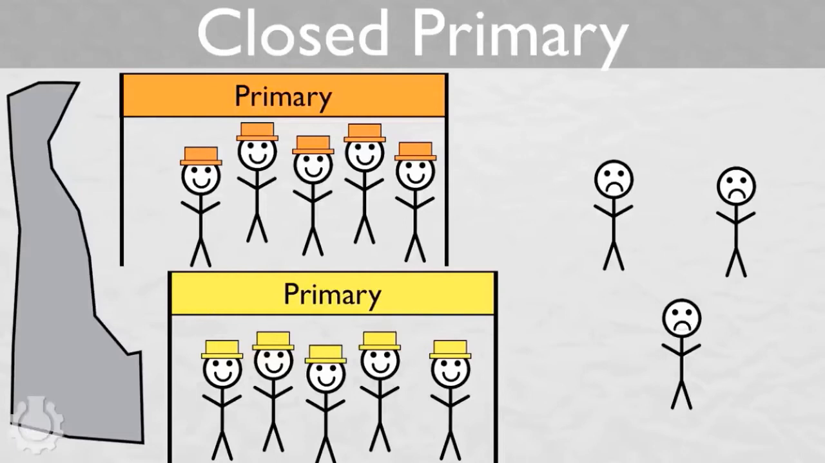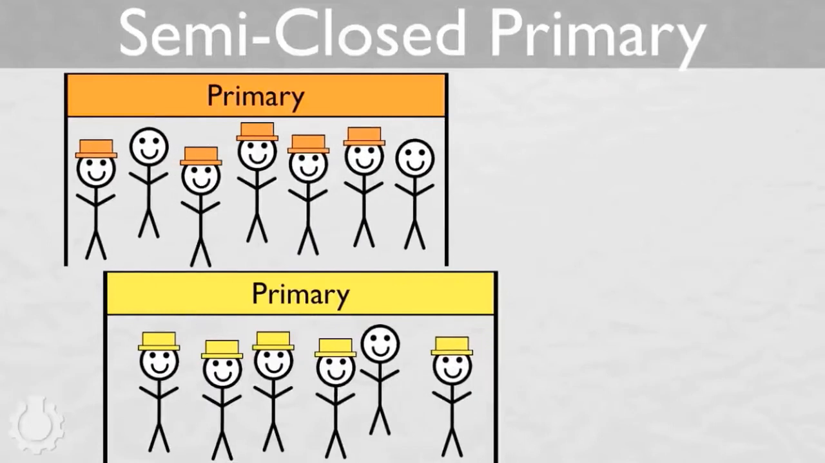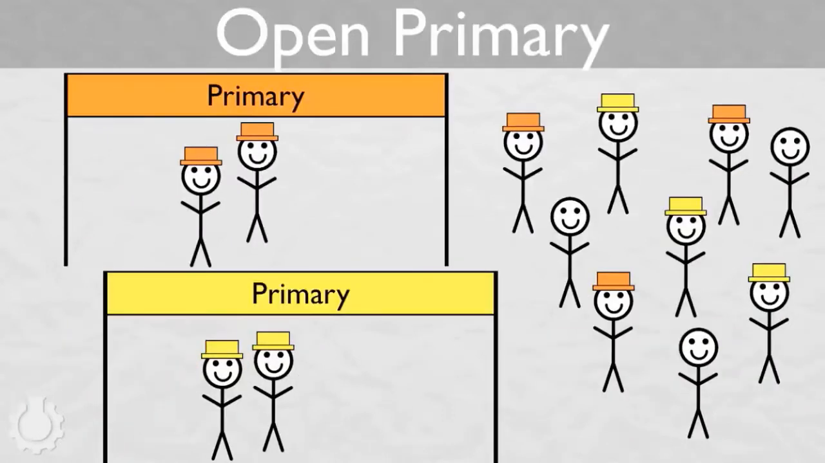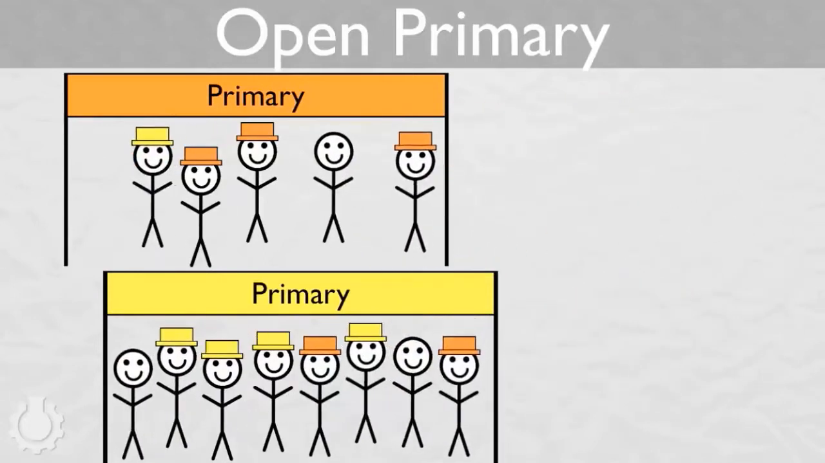No voting for you. Some states, however, have semi-closed primaries where independents can pick one and only one primary to vote in. Parties allow this because the presidential election is often determined by independents, so knowing which candidates they like is useful. Finally, a few states and parties really play it fast and loose with open primaries. Here, any citizen, no matter which party they're registered with, can pick a primary to vote in.